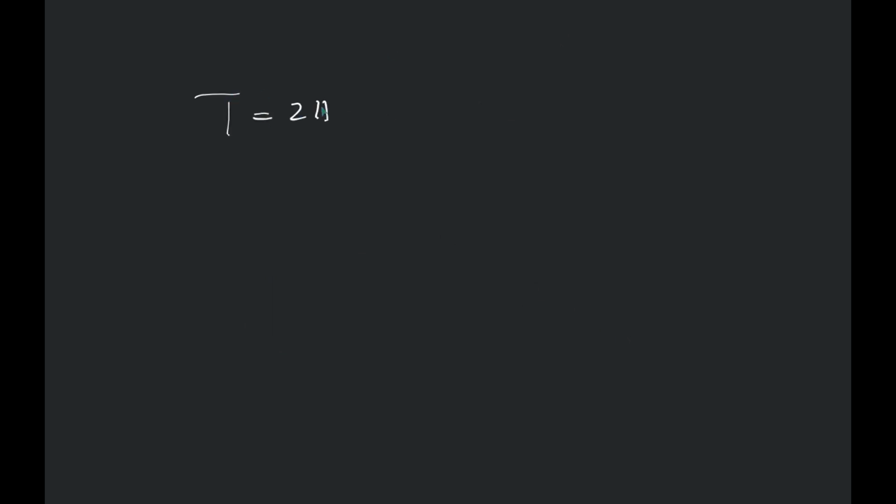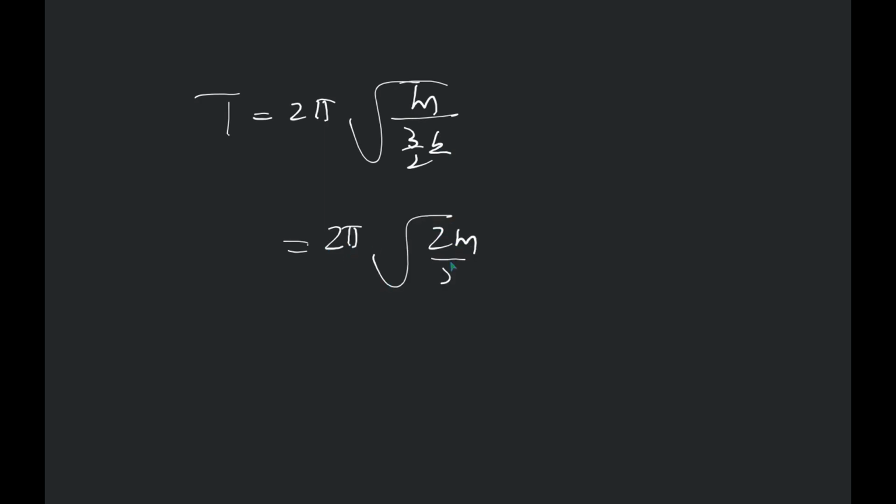So T is equal to 2 pi root of m by 3 by 2 k, so it will be 2 pi root of 2m by 3k. Is there an option like that? 2m by 3k? Just check. No, there is no option like that. Then what mistake? What is the option? 4 by 5 and 1 by 4.